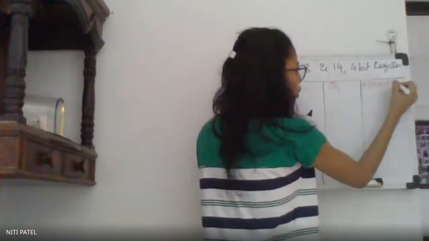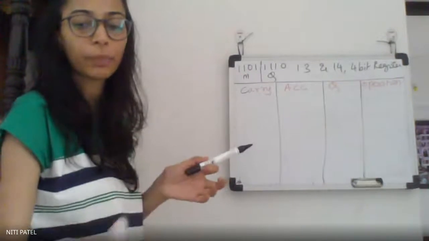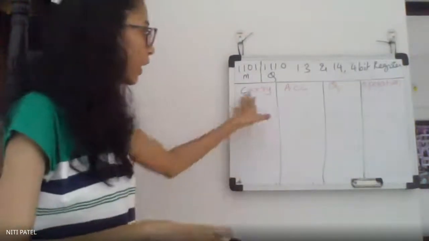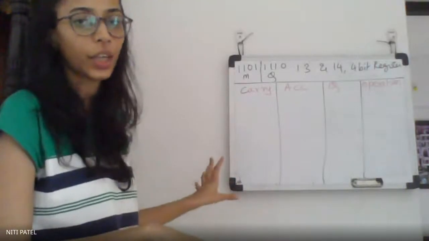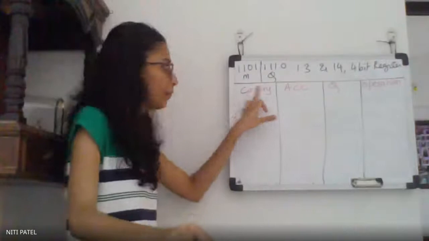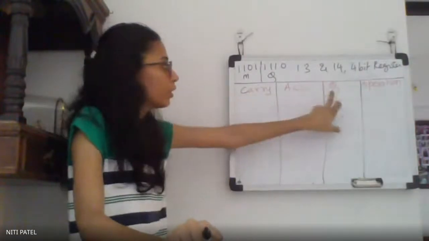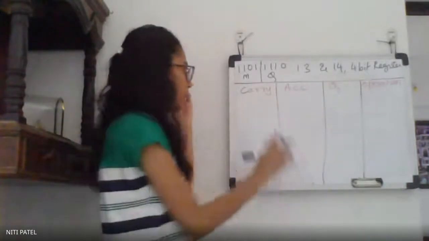You have to follow this column method only to solve such types of algorithms. Okay. If it is not there in this method, you will not get any marks even if your final answer is correct. You have to follow this 4 column step. Okay. First is carry, then you have accumulator, then you have Q, and then you have operation. Okay. So let us begin.